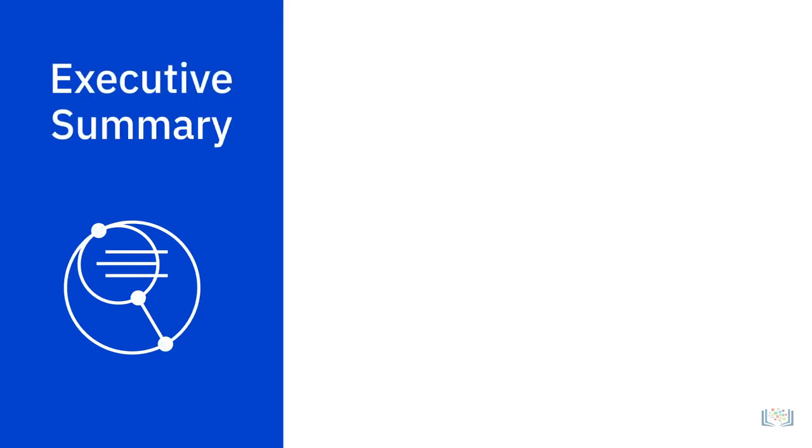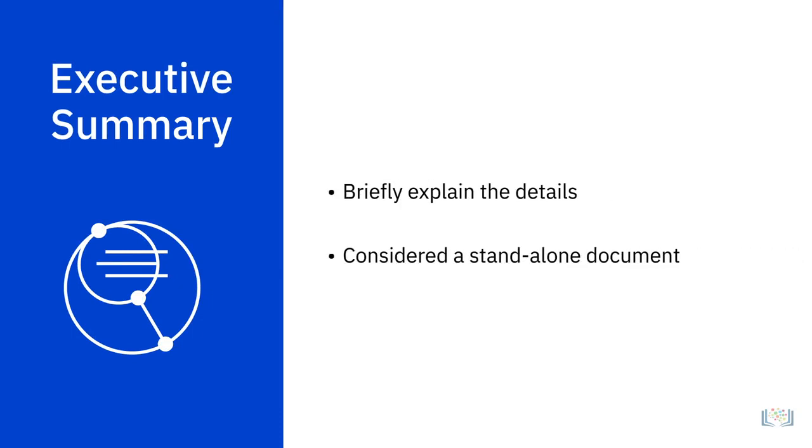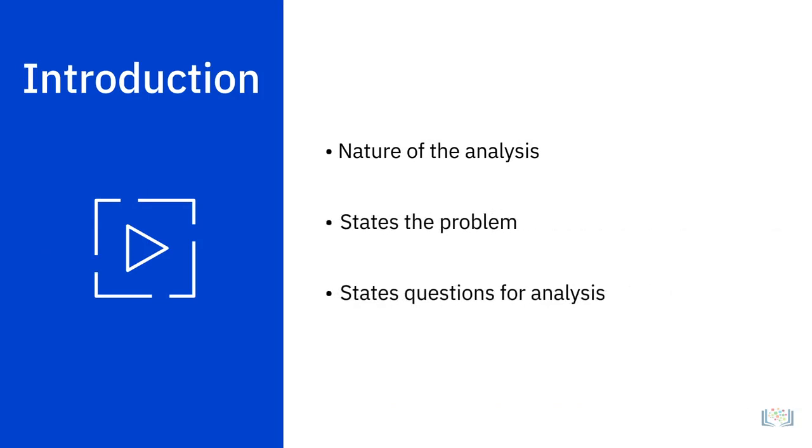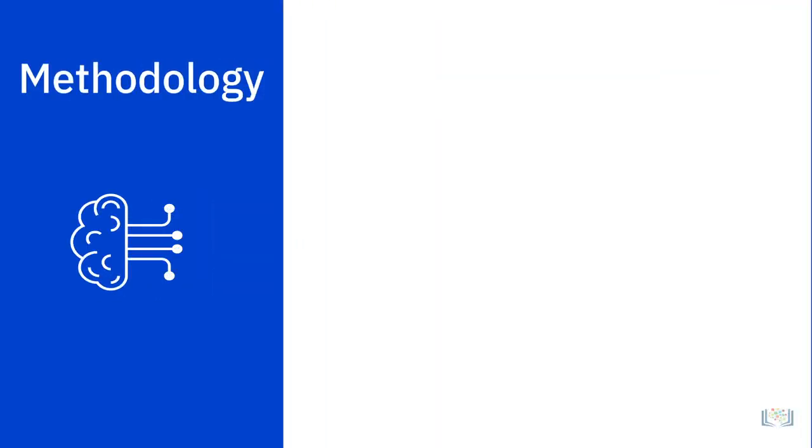The first step in creating your report is properly creating an executive summary. This summary will briefly explain the details of the project and should be considered a standalone document. This information is taken from the main points of your report, and while it is acceptable to repeat information, no new information is presented. The next section after the table of contents is the introduction. The introduction explains the nature of the analysis, states the problem, and gives the questions that were to be answered by performing the analysis. The next section is methodology.